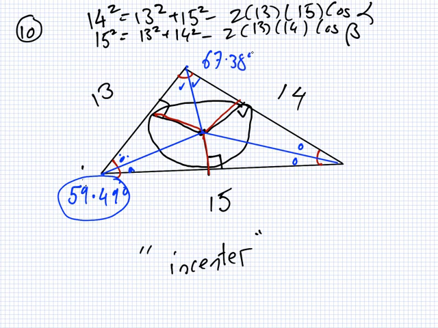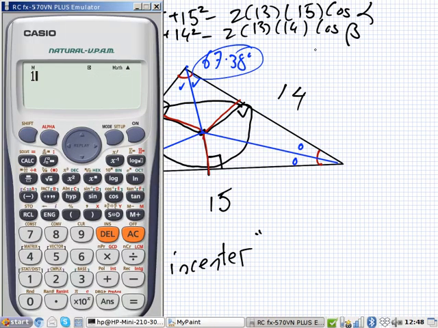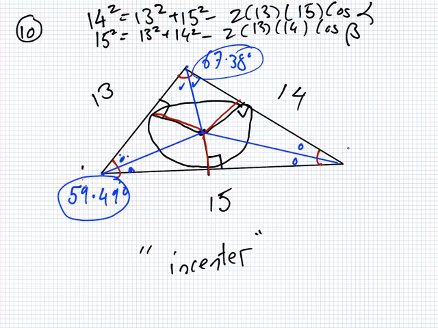Okay, what's the easiest way to get the last angle here? 180. That's it. 180 minus 67.38 minus 59.49 is 53.13 degrees. Okay, so I can know this angle. I can also know this angle. I can also know this angle.